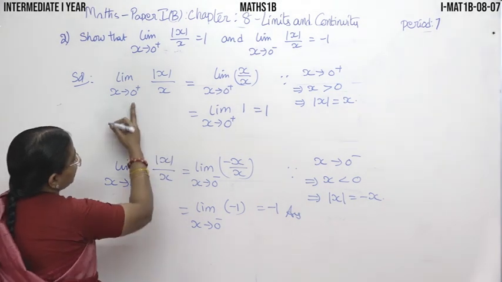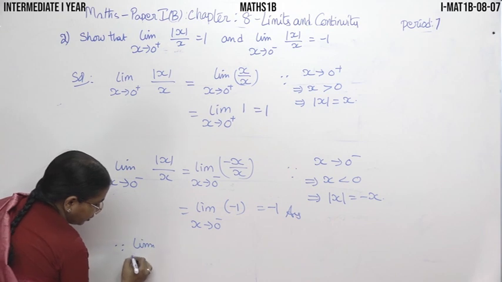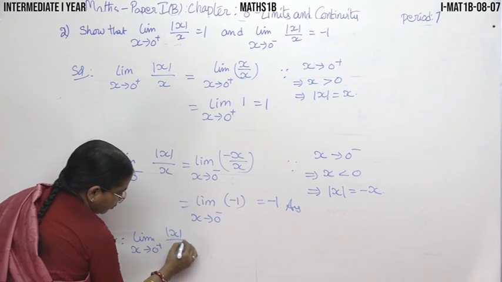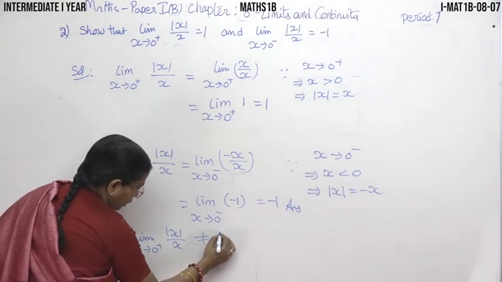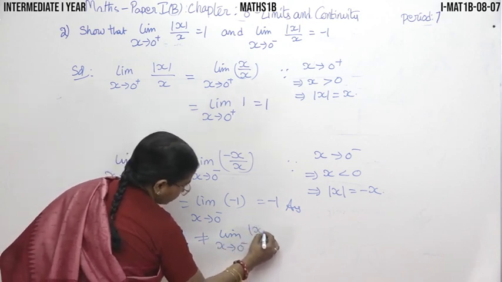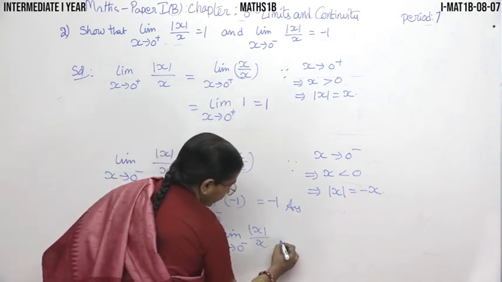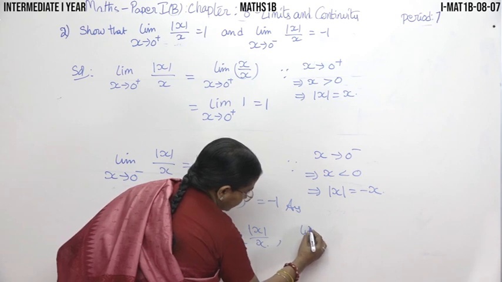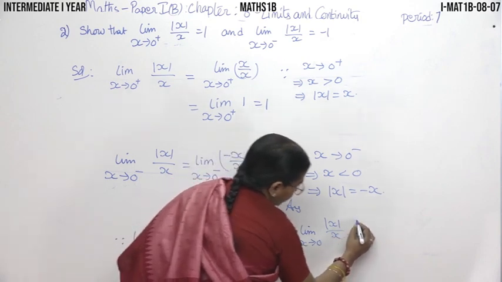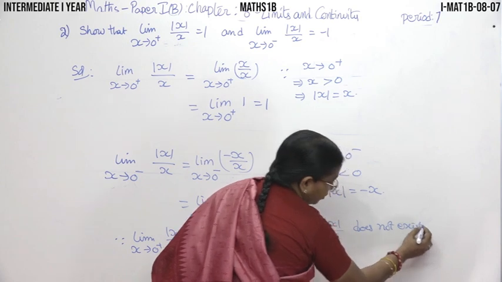So you can see the left limit is not equal to right limit. Since limit as x tends to 0 plus of |x|/x is not equal to limit as x tends to 0 minus of |x|/x. These two limits are not equal. One is plus 1, another one is minus 1. Therefore, limit as x tends to 0 of |x|/x does not exist. So, like this, we do the problem.